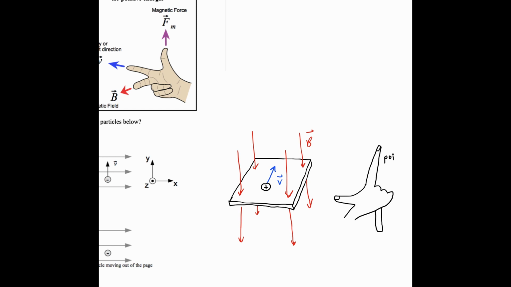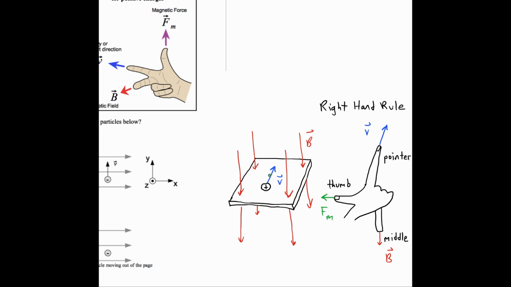So this is the pointer, the middle, and the thumb of the right hand. Pointer points in the direction of the velocity. The middle finger points in the direction of the magnetic field. And the thumb gives us the result, the magnetic force that positive particle will feel.